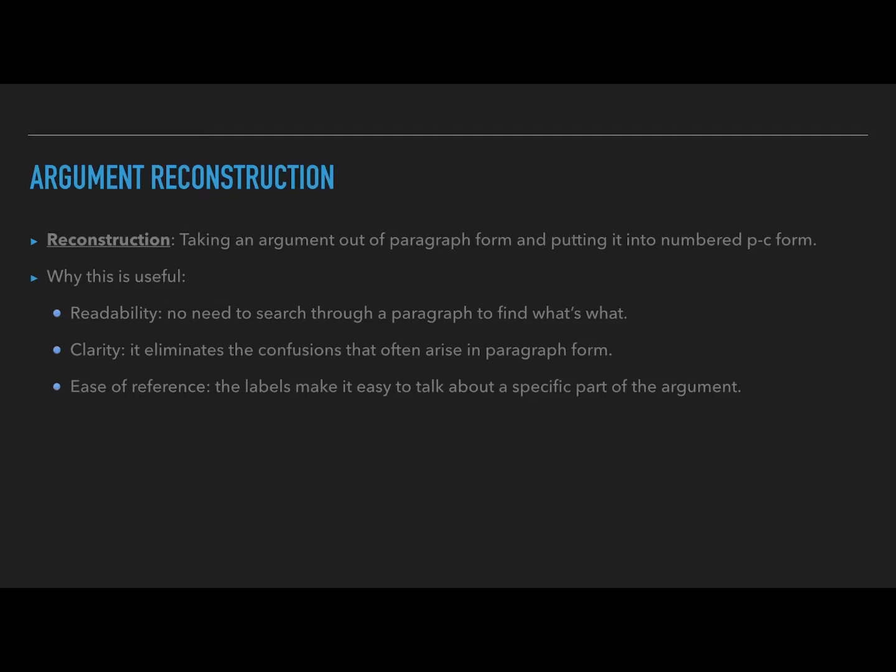And then finally, for ease of reference, the labels P1, P2, C, and so on make it really easy to refer to various parts of the argument that we want to focus on in a discussion. So that's often very useful, all of the different aspects of the form. I'll finally mention that philosophers and logicians even use this form, numbered premise conclusion form, in their published writings, articles and books. I do it myself when I publish an article. I would encourage you to try that out in your written work for this class too. It's very useful to do that.